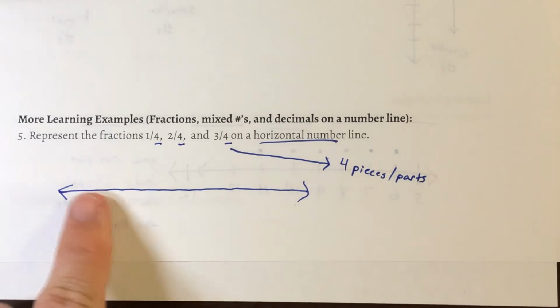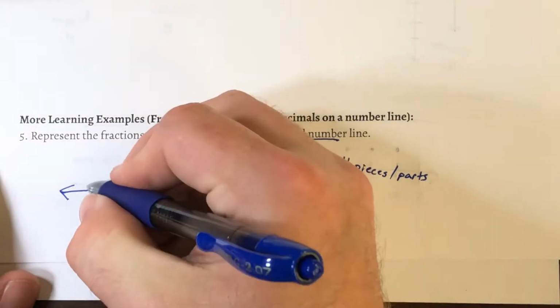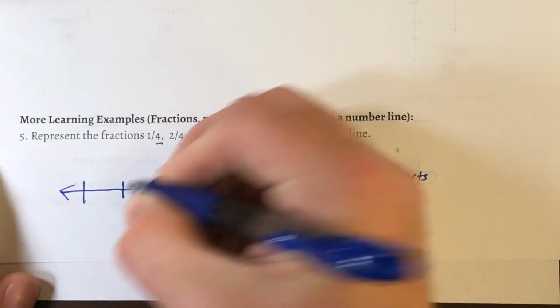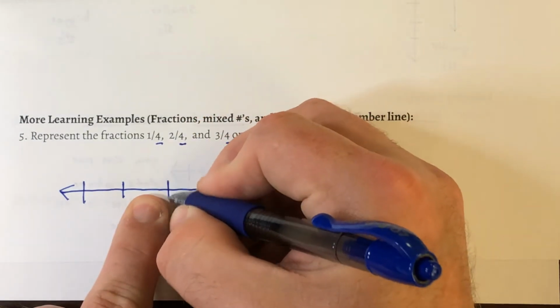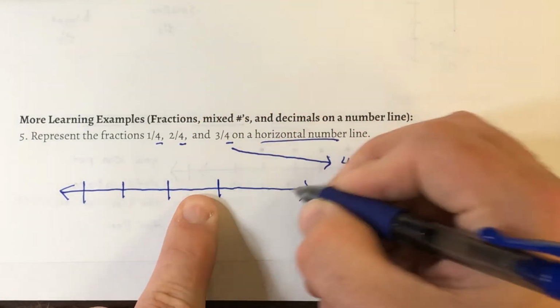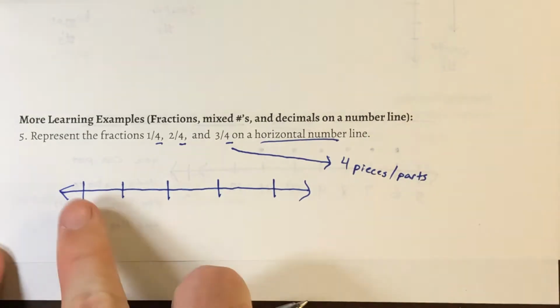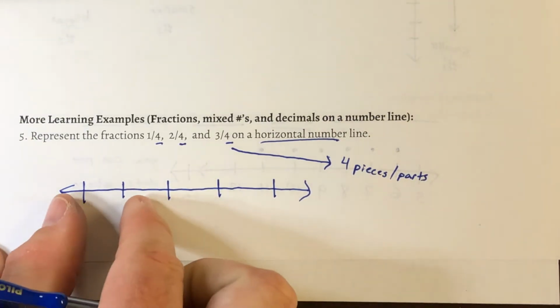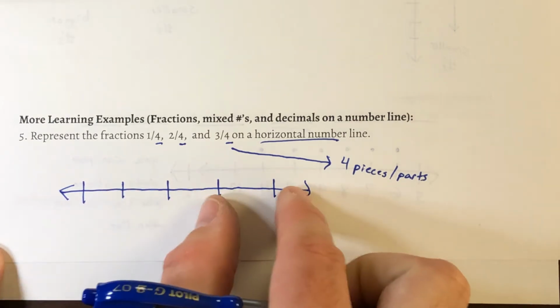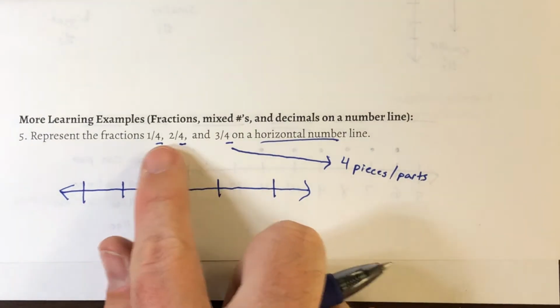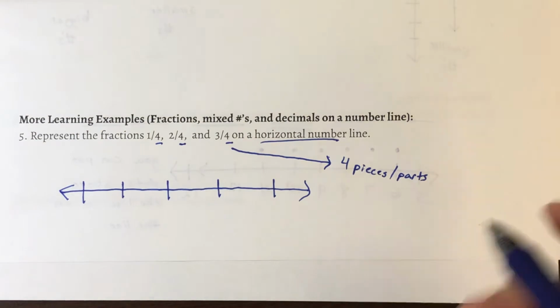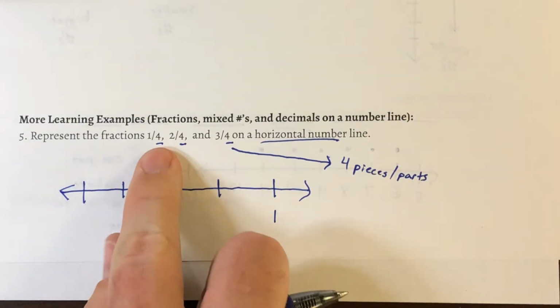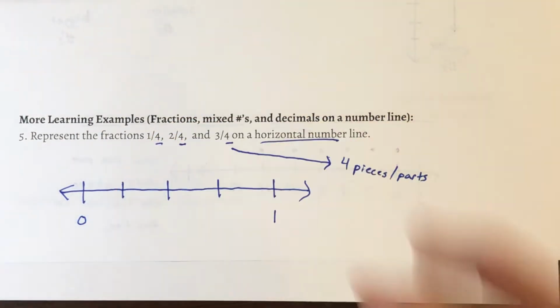So let's make 4 pieces or parts. So there's 1 piece, 2 pieces, 3 pieces, and 4 pieces. We're not counting the dash marks. We're looking at the sections in between. So 1 piece, 2 pieces, 3 pieces, 4 pieces. Okay, these fractions are all smaller than 1, and they're all larger than 0.